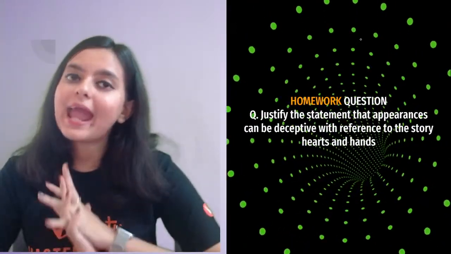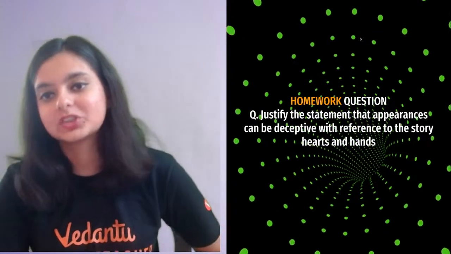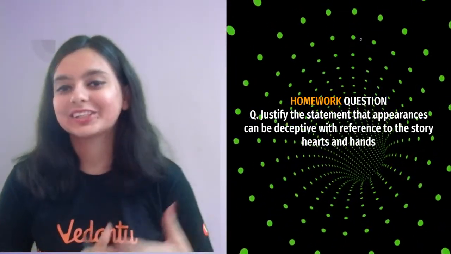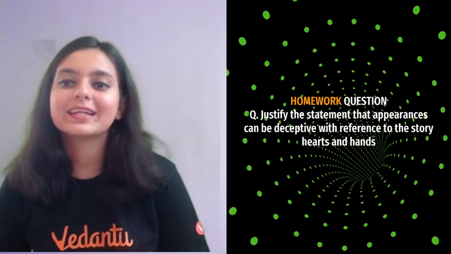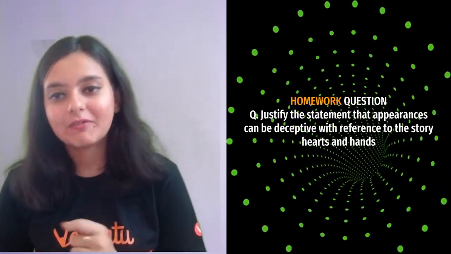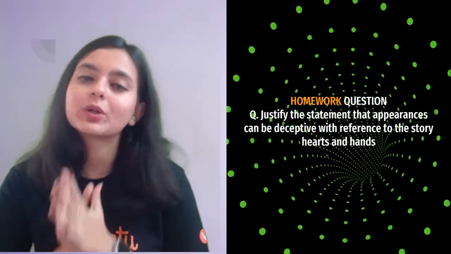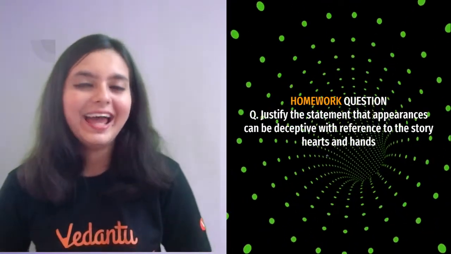With that, we would be ending the session with the homework question, and you need to comment on this question in the comment section. Justify the statement that appearances can be deceptive with reference to the story Hearts and Hands. Right, so I think now you will be able to completely write this answer, right?